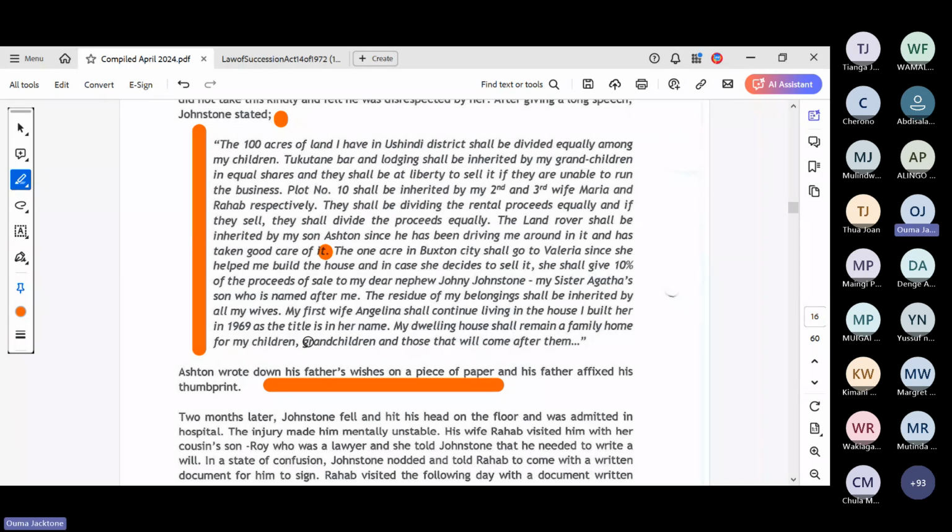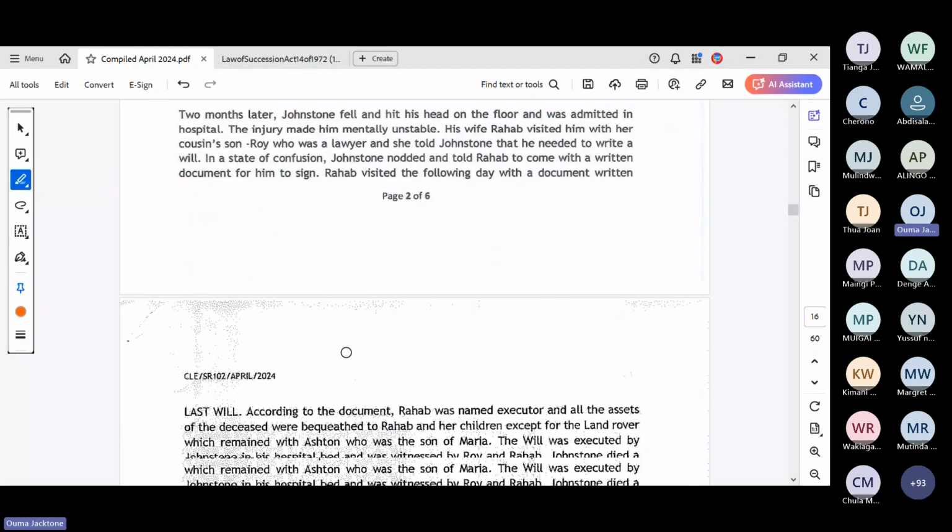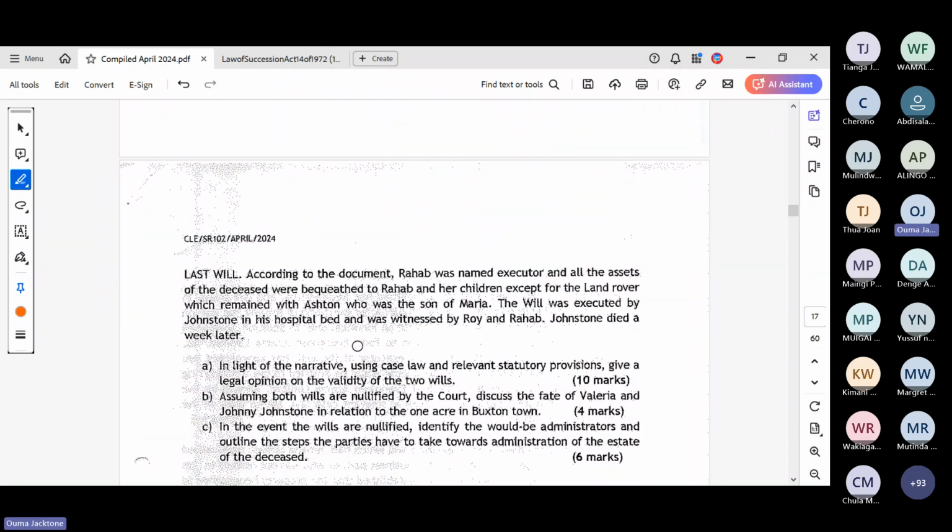Give 10% of the proceeds of sale to my dear nephew, Johnny Johnston, my sister Agatha's son, who is named after me. Okay, so in that case, this will has been rendered invalid. What do you think is the fate of these two people? What is the fate of Valeria? And what is the fate of Johnny Johnston, who is the nephew?